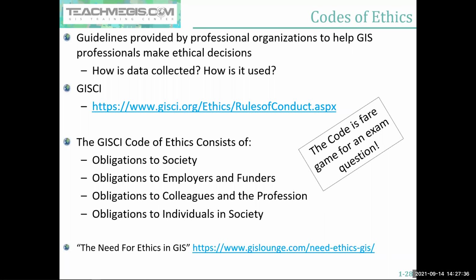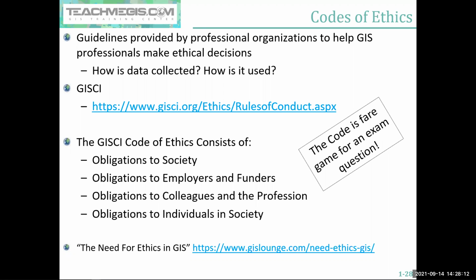The guidelines provided by a professional organization like GISCI to help you make professional ethical decisions is called a code of ethics. A code of ethics covers things like how data is collected, how it's used, how it's presented. The GISCI has a code of ethics on their website, and you should read it, because this code of ethics is fair game for an exam question.